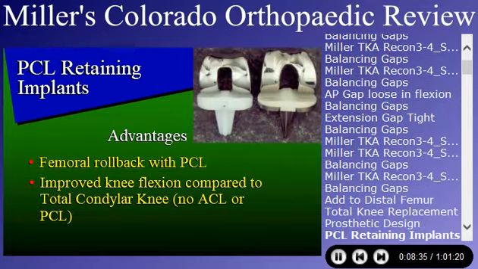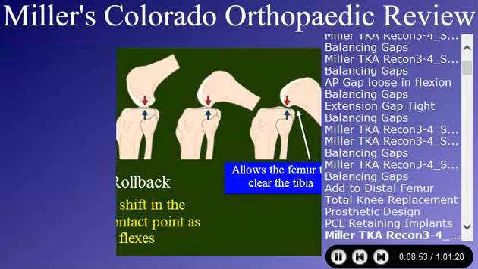The advantage of a cruciate retaining implant has always been espoused to have femoral rollback, which gives you improved knee flexion compared to the total condylar knee. Remember, the initial total condylar knees had no ACL, no PCL. They bent real nice to about 95 degrees on average, but they didn't have that real good flexion. And one way that they thought about increasing the flexion was to preserve the femoral rollback.